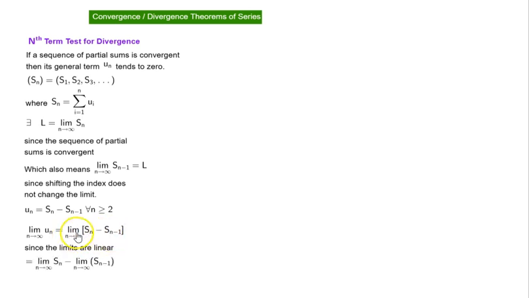Again, using the algebra of limits, we can split this into two limits: the limit as n goes to infinity of S sub n minus the limit as n goes to infinity of S sub n minus 1. They both are L. So L minus L, which is equal to 0. So we have shown that if a sequence of partial sums is convergent, then its general term u sub n tends to 0. Again, let's look at an example. And this time we have the summation as n goes from 1 to infinity of 1 by n.